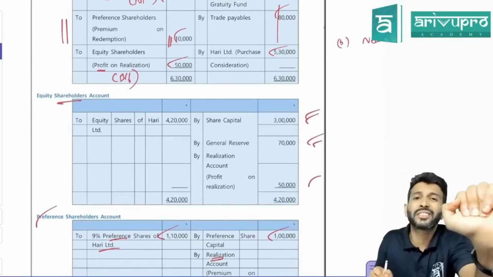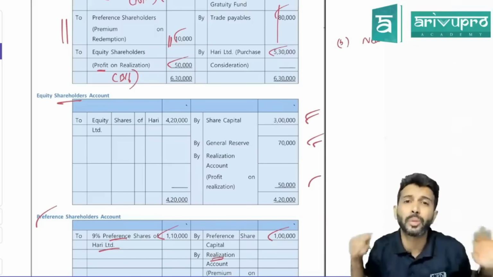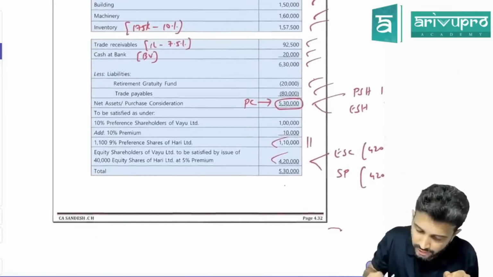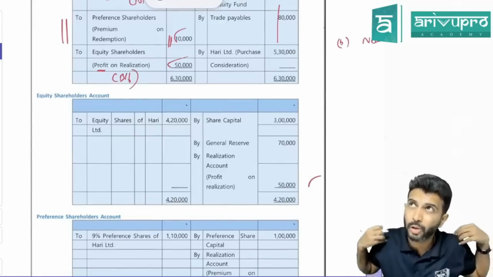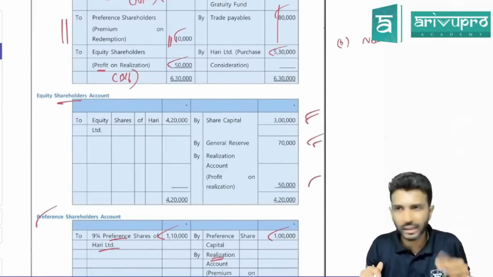Fifth one, surplus cash. Does the selling company have surplus cash, or was cash also taken over? The selling company's cash was also taken over by the purchasing company. You consider that in PC also, at book value. So the selling company does not have any cash because cash is also taken over by the purchasing company. Okay, that is ruled out.